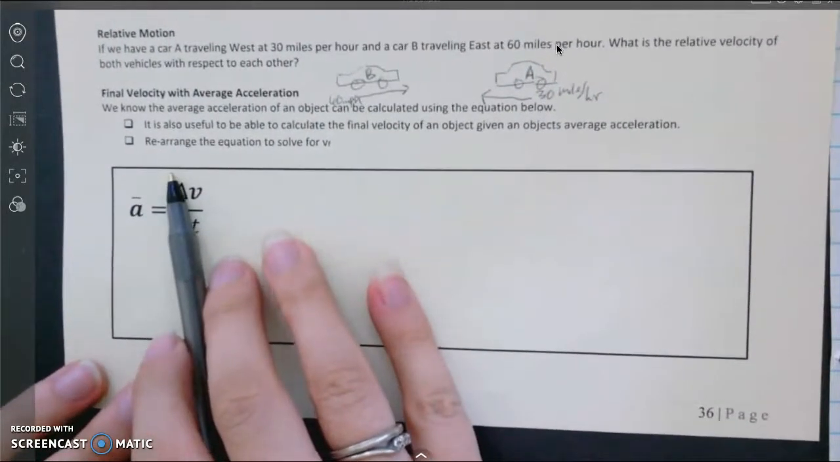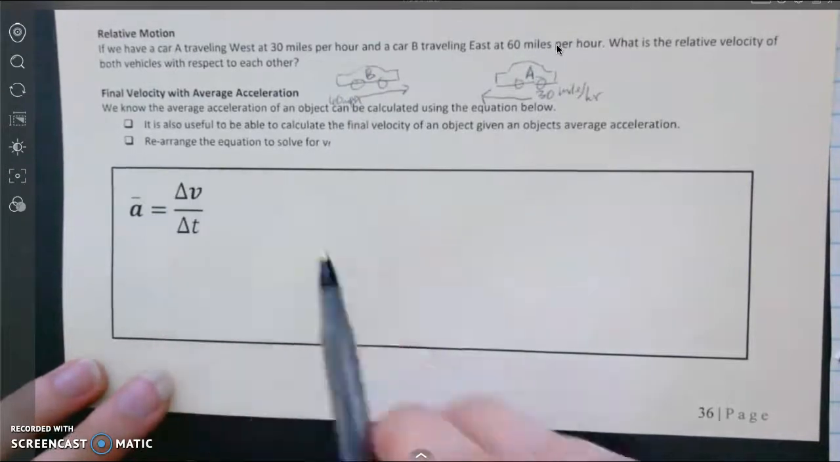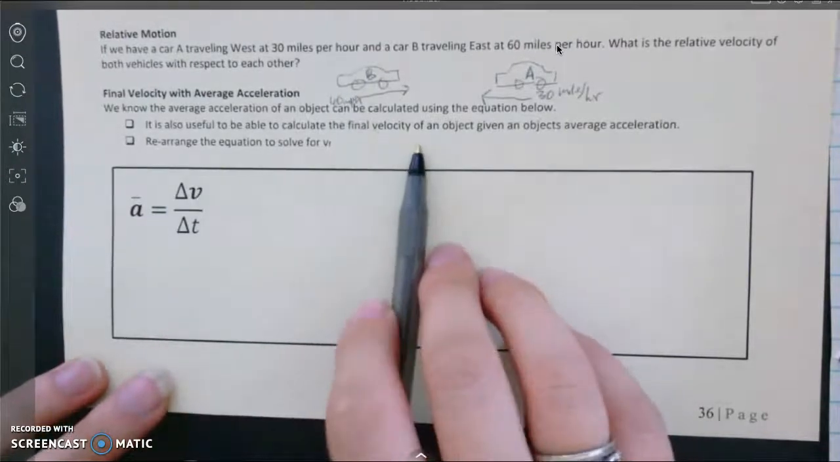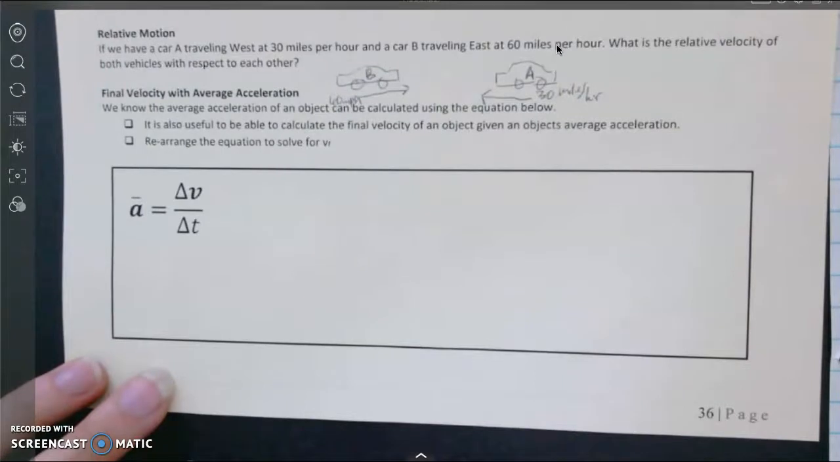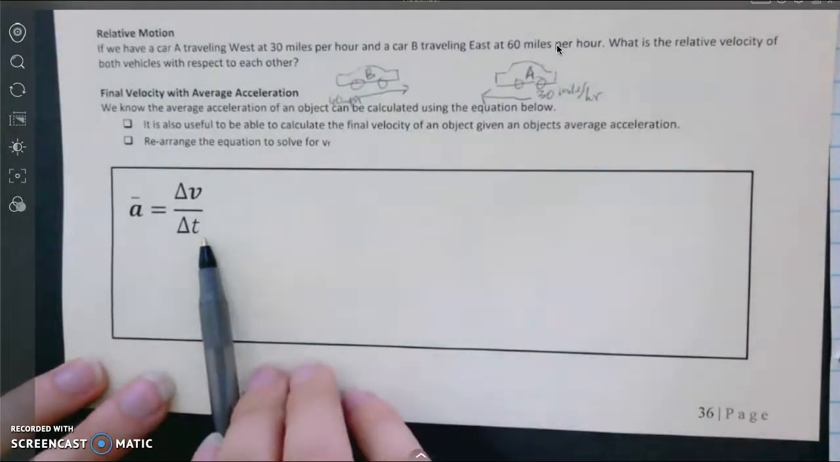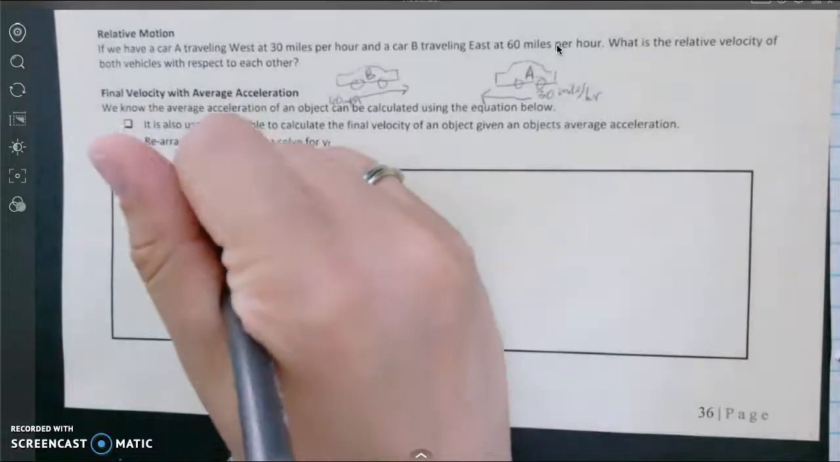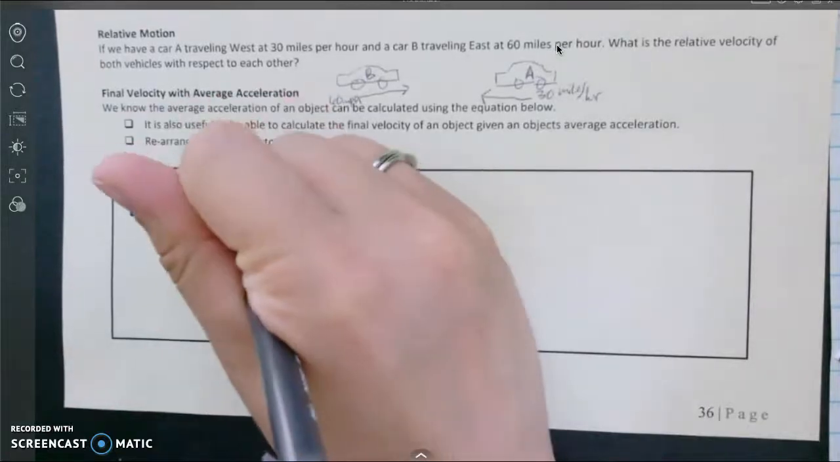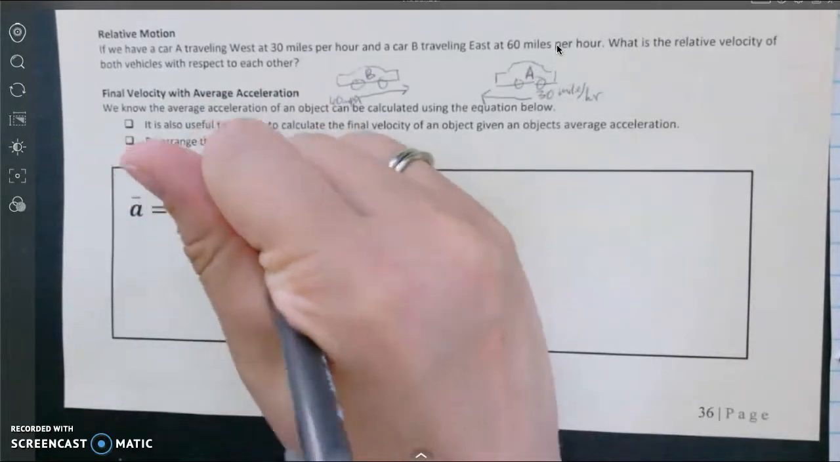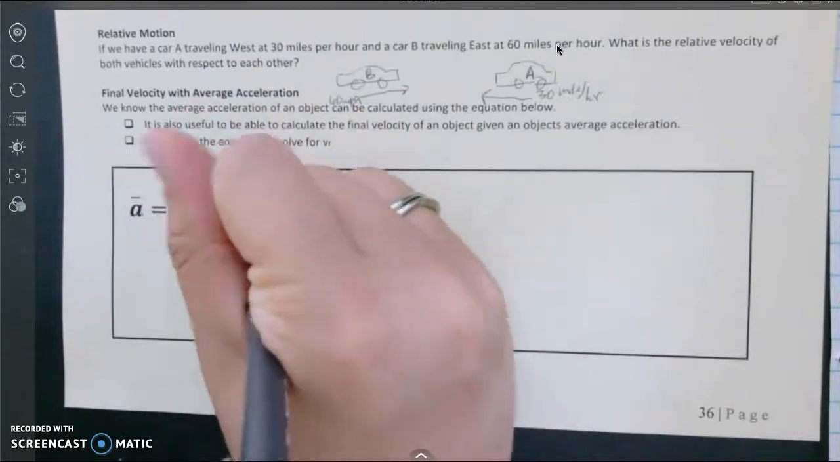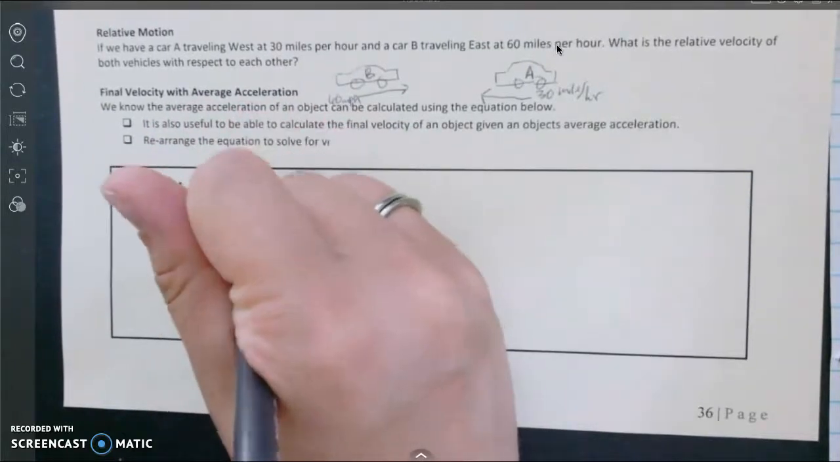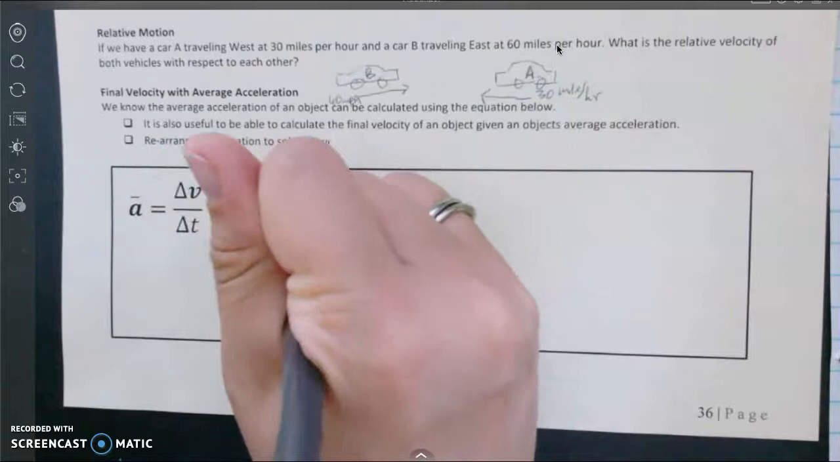All right, so now, before we had our average velocity equation. And a lot of the times we find it helpful to solve for the final velocity of an object that has some average acceleration. So that's what we're going to do. We're going to rearrange this equation so that we're solving for velocity final. Okay? So a couple of things you should keep in mind. First, delta V is velocity final minus velocity initial. And then delta T is T final minus T initial.